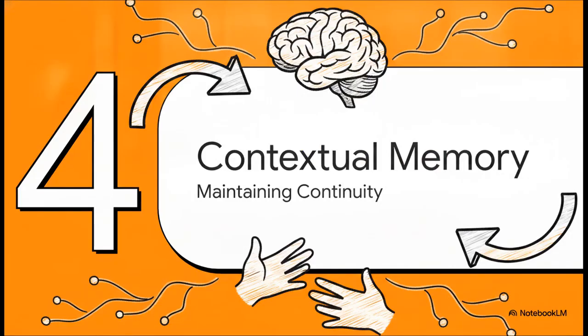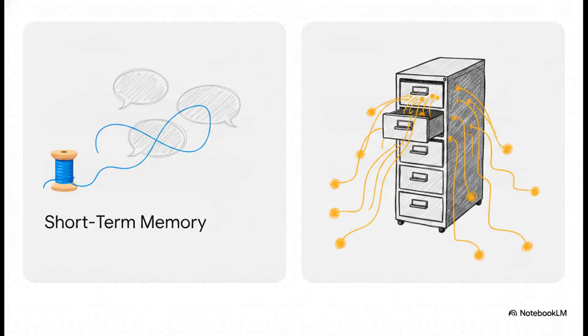Section 4. Integration of contextual memory. We have a brain, we have hands, and we have a logical loop. Now, we need a nervous system. Because without memory, an agent basically has complete amnesia after every single prompt. We solve this by implementing two specific types of memory architectures.